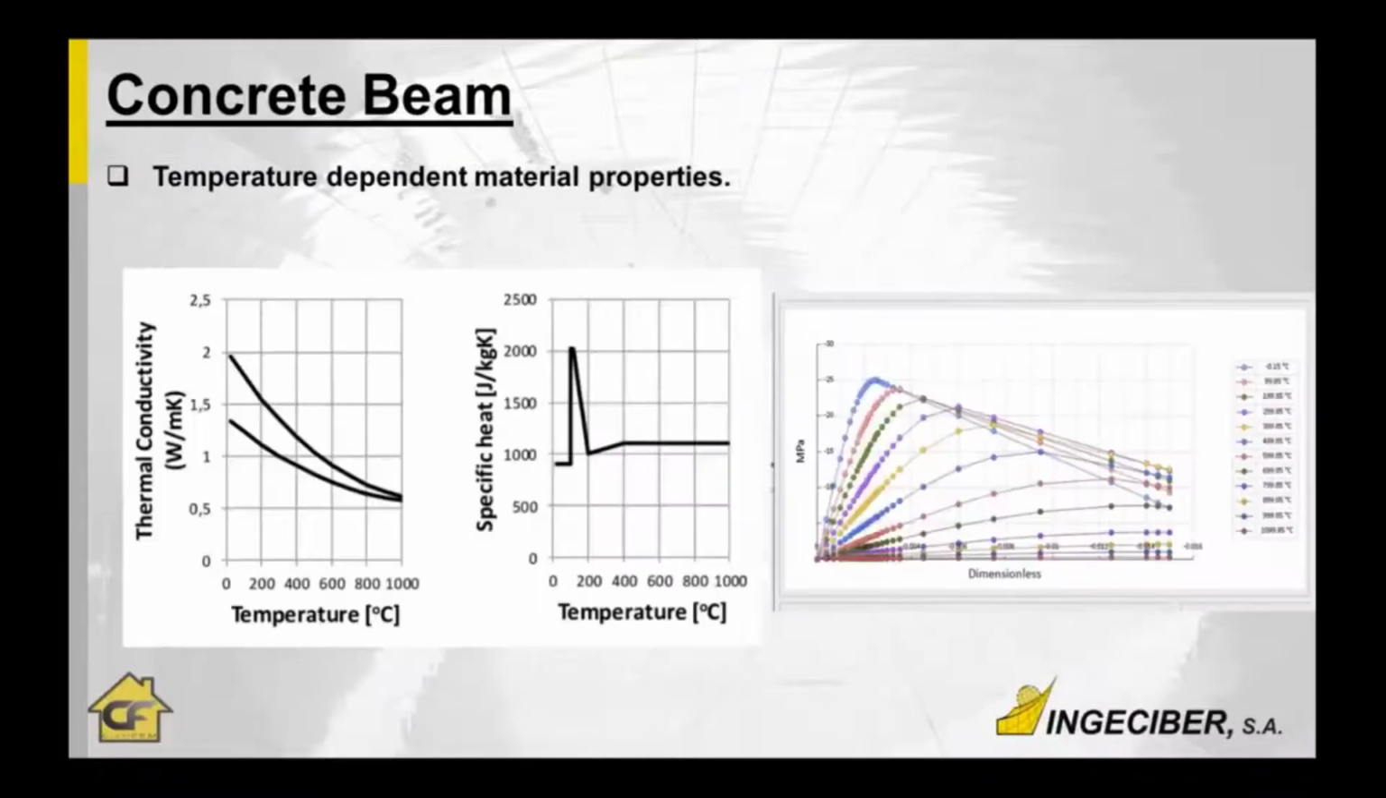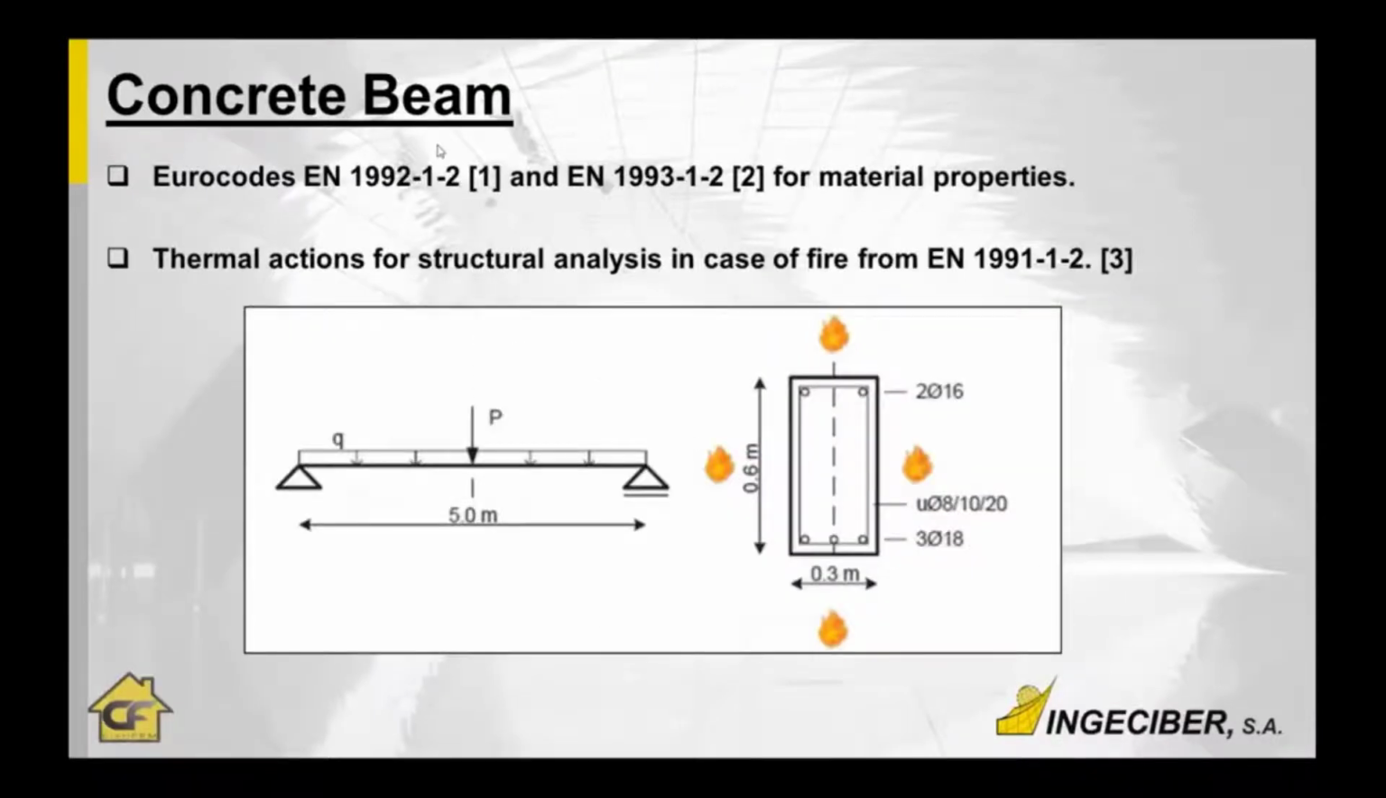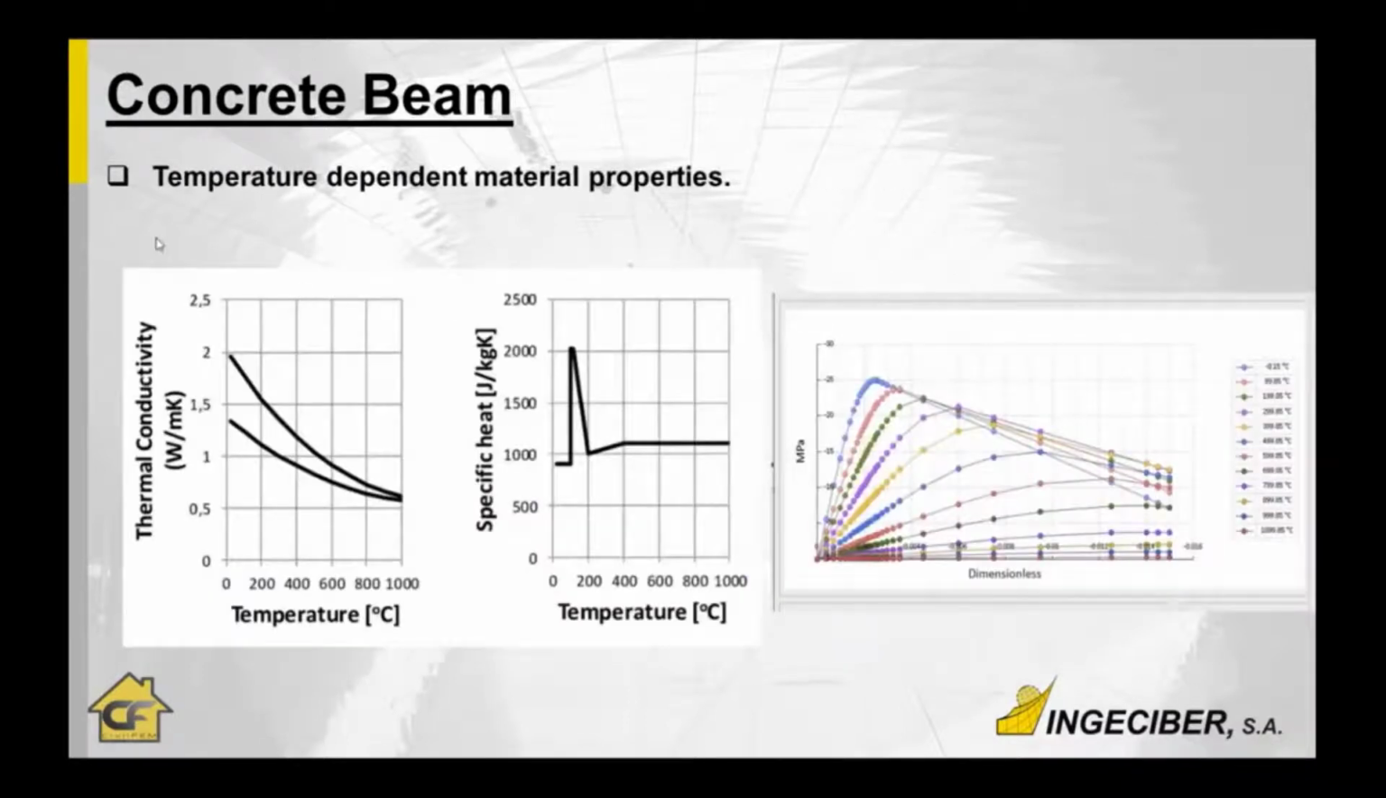So next example is a concrete beam. Also, we are applying thermal loads and material properties based on the Eurocode for concrete and steel. We apply fire around it, and we get this result. In this case, the temperature dependent material properties are thermal conductivity and specific weight based on the Eurocode with these loads, and also this compression stress strain diagram, also temperature dependent properties. This is for concrete, the same for steel.